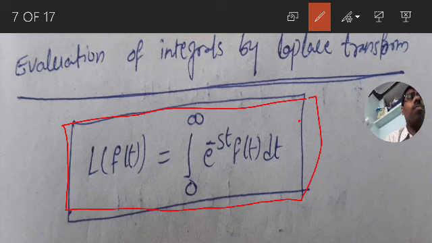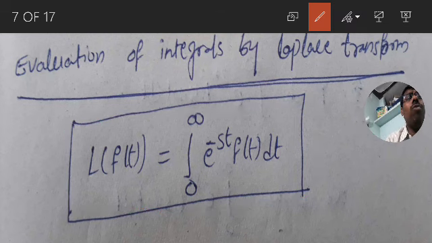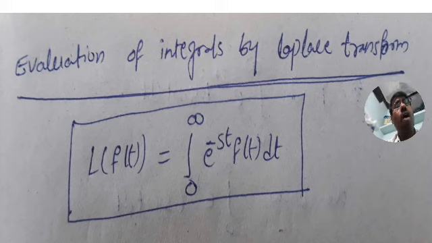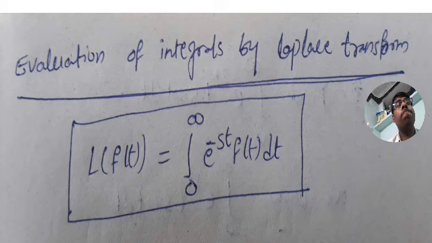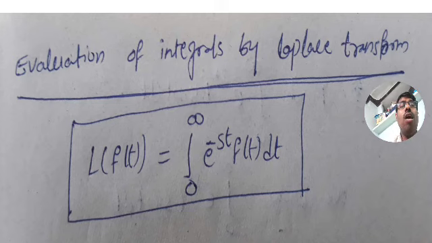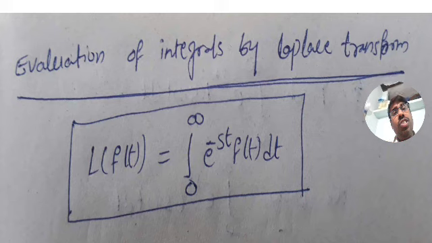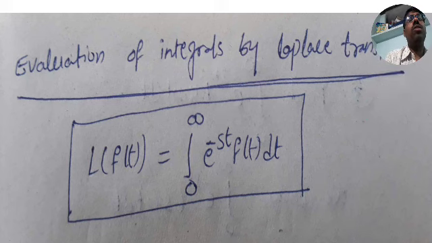So now by using this definition itself, we are going to find integrals, evaluation of integrals by using this definition of Laplace transform method. L of f of t is integration 0 to infinity e power of minus st into f of t dt. Now let us go to the problems.